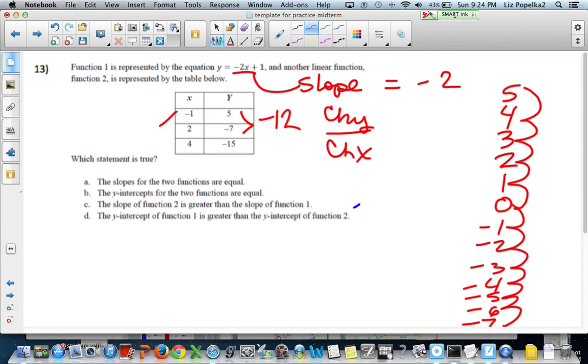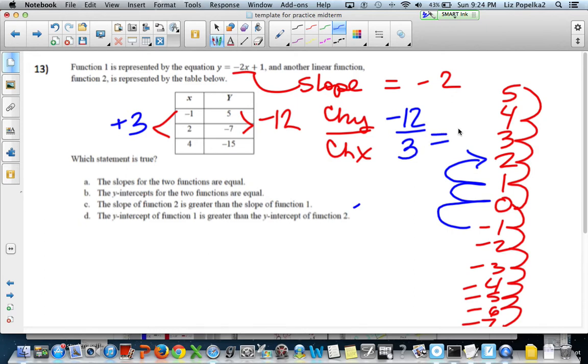To go from a negative 1 up to a positive 2, I'm going to use my same little drawing over here. So from a negative 1 up to a positive 2, I go up 1, 2, and 3. So this is up a positive 3. So change in y is that negative 12 over my change in x, which is a positive 3. Negative 12 divided by a positive 3 is a negative 4. So my slope, or my rate of change for my first function, is a negative 2. For the table, it's a negative 4.